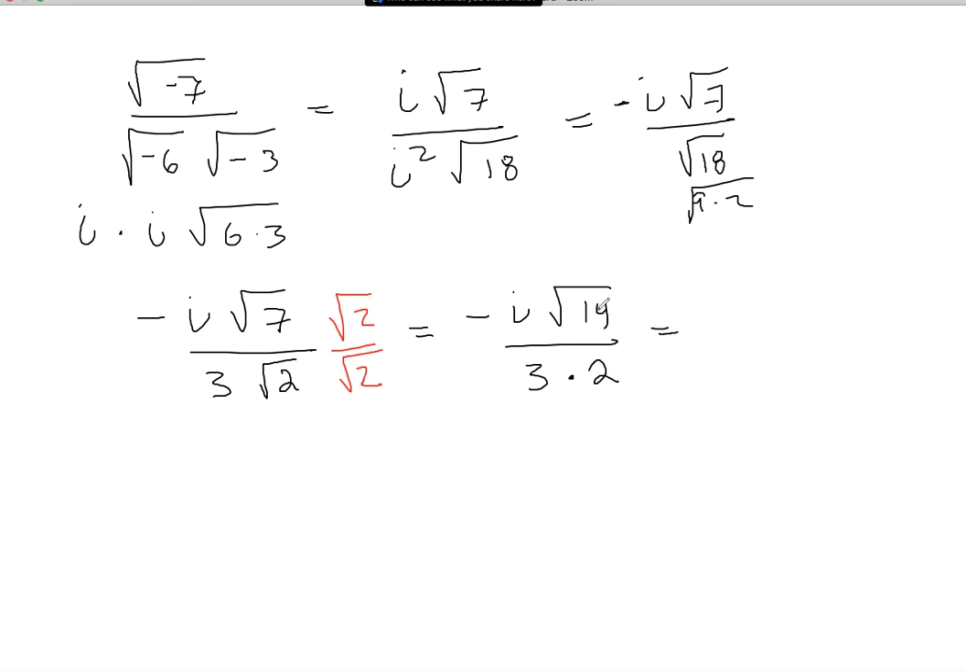And then you might be slightly tempted to do some sort of reduction there. Don't do it, because this is under a root, this is not, so those do not reduce. And that gives us a final of square root 14 over 6.